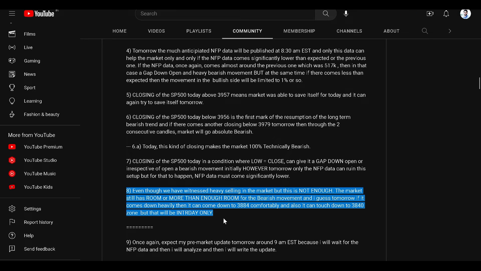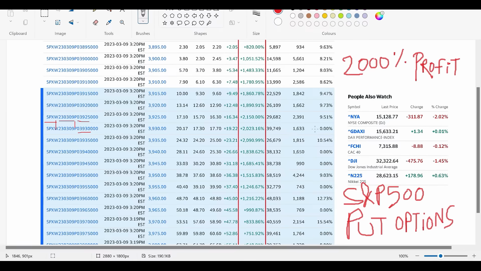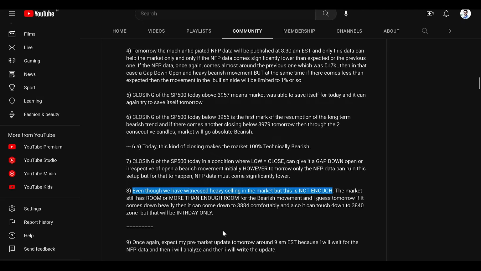So this was in my final update on March 9th, where I clearly mentioned that even though we have witnessed heavy selling in the entire stock market on Thursday, this was the result of very heavy selling on Thursday, but this is not enough. The stock market still has more than enough room for more bearish movement.